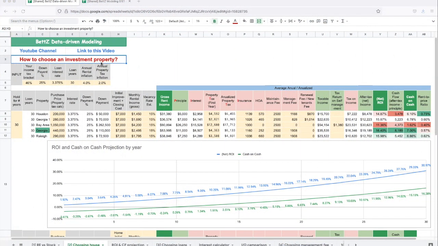Now, let's dive into the model. And I will show you step-by-step calculation to draw our conclusion. I picked a few houses we and our friends have invested in. So these are mostly real data.